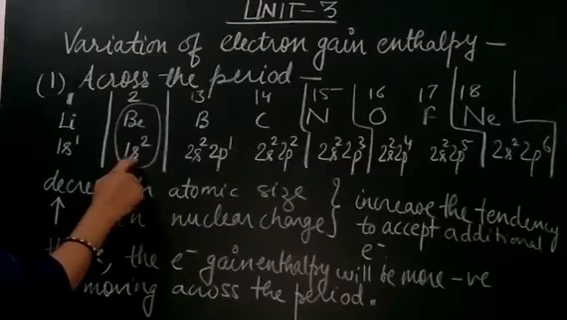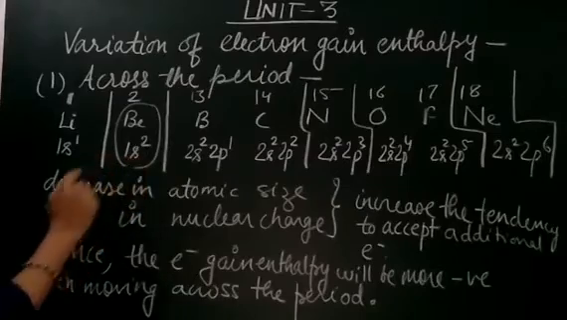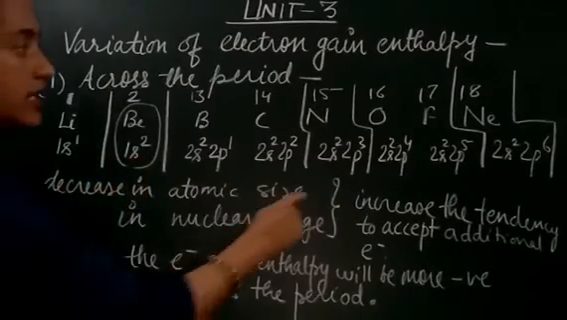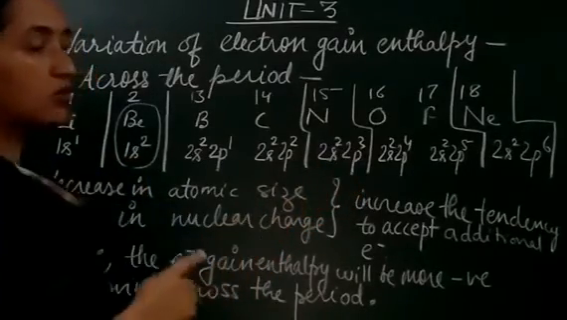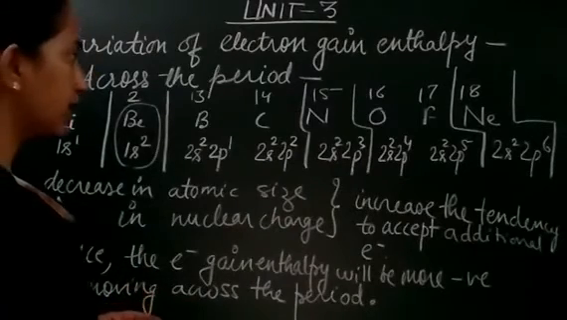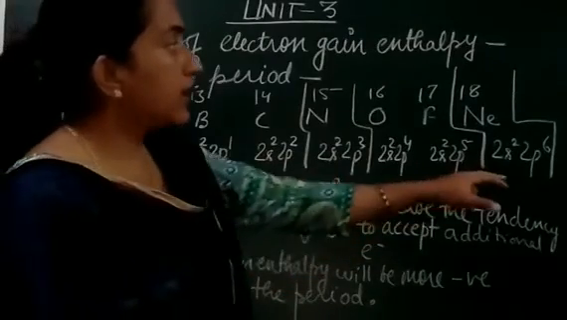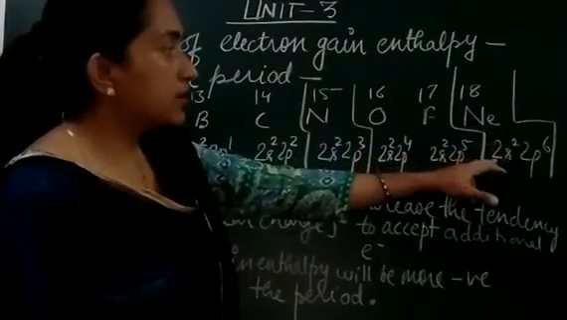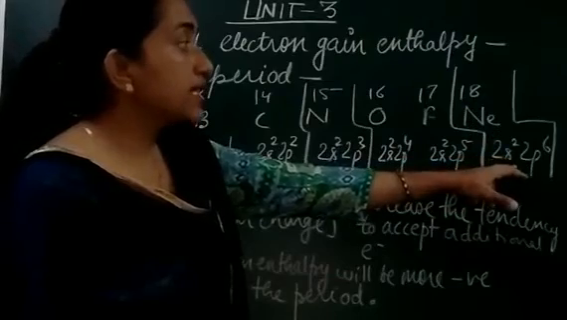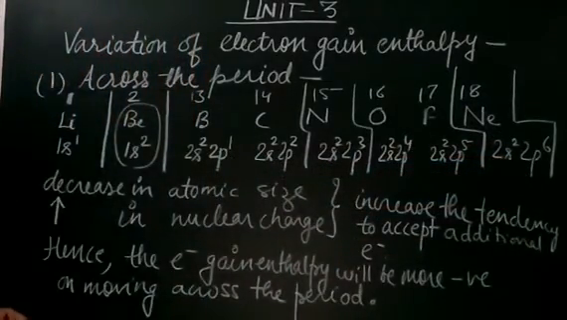So if you see here, it is 1s2. S subshell is completely filled up, right? Similarly, here it is 2p3. That means one electron in each 2px, 2py and 2pz. That means half filled configuration. Here in the neon or the group 18 members, it is 2p6. That means here the p subshell is completely filled up.